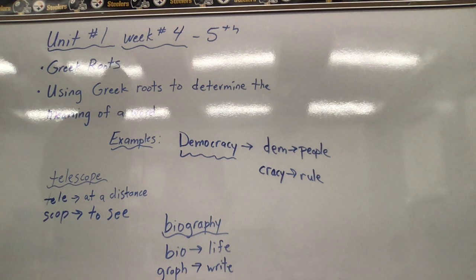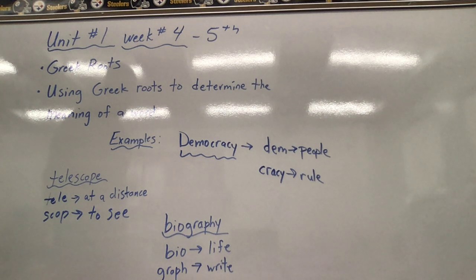We have a few other examples on the board. We have the word telescope. If we break apart the word telescope, we have two smaller roots: tele and scope. Tele means at a distance, and scope means to see, which forms our word telescope. And I'm sure that many of you have used a telescope before to look at perhaps the moon at night or some of the other planets during certain times of the year.